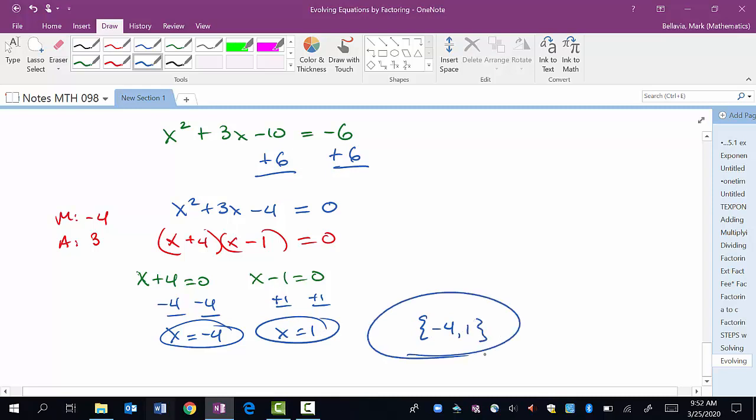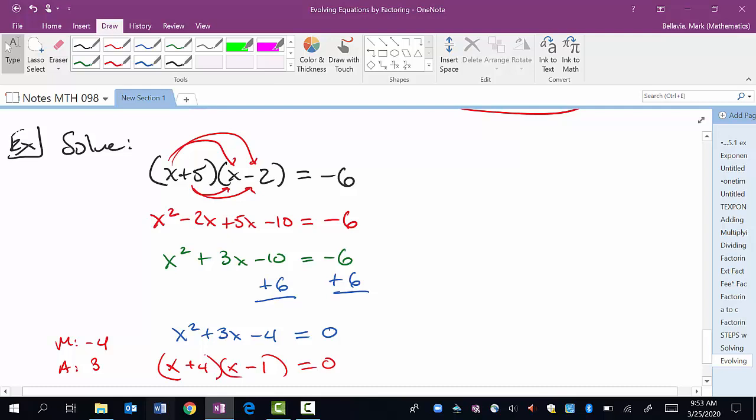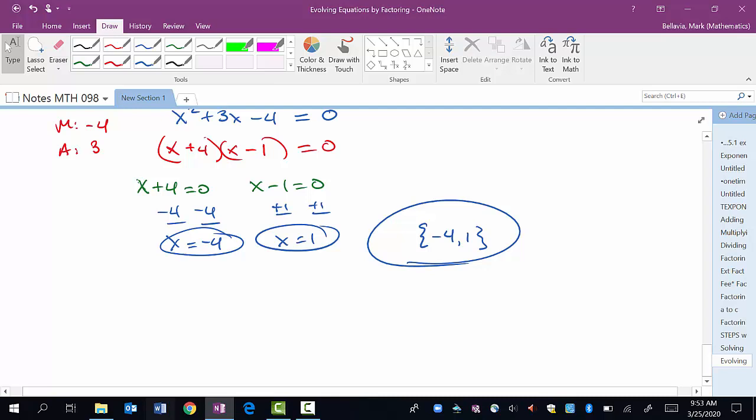Now remember, this solution set, it's not an ordered pair, it's not a point on a graph. It's just, you know, the x values that are the ones that make the original problem true. Make that equality hold. Let's take a look at another one here. If I had to solve this.